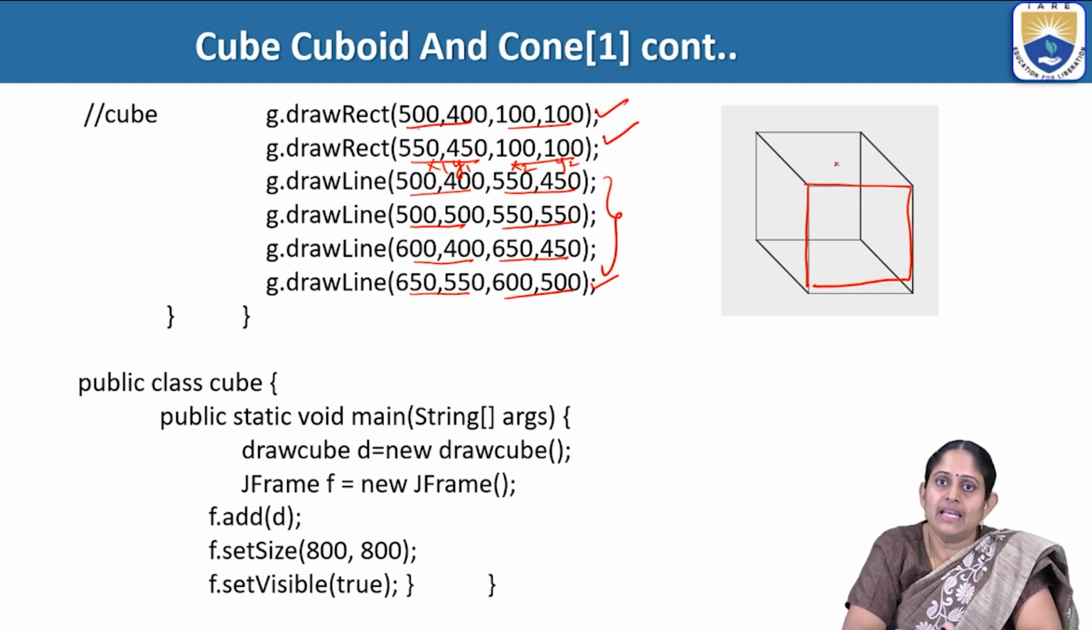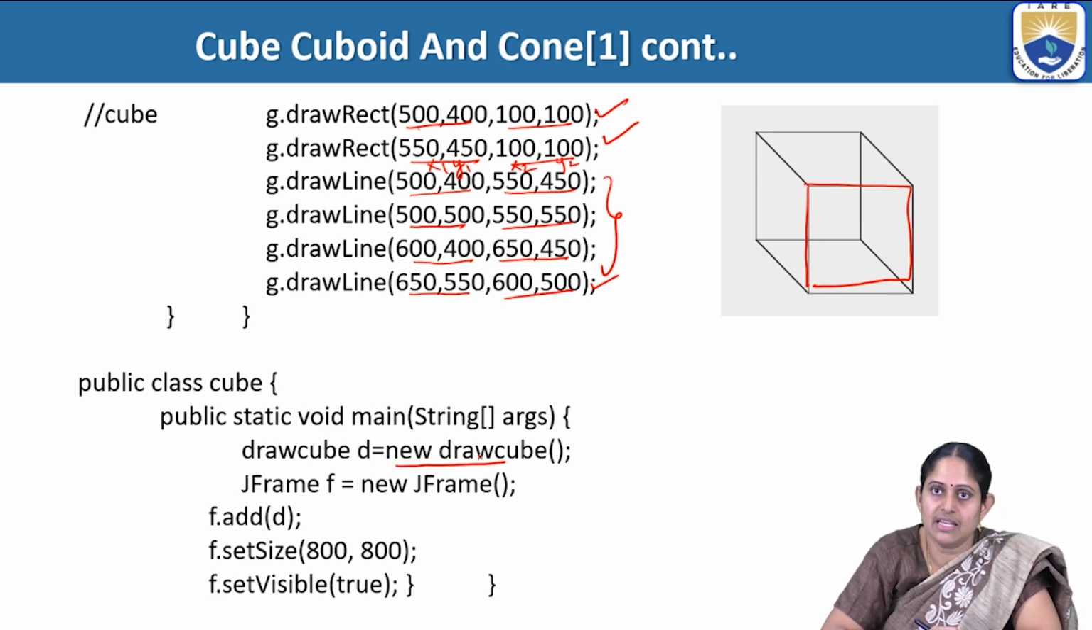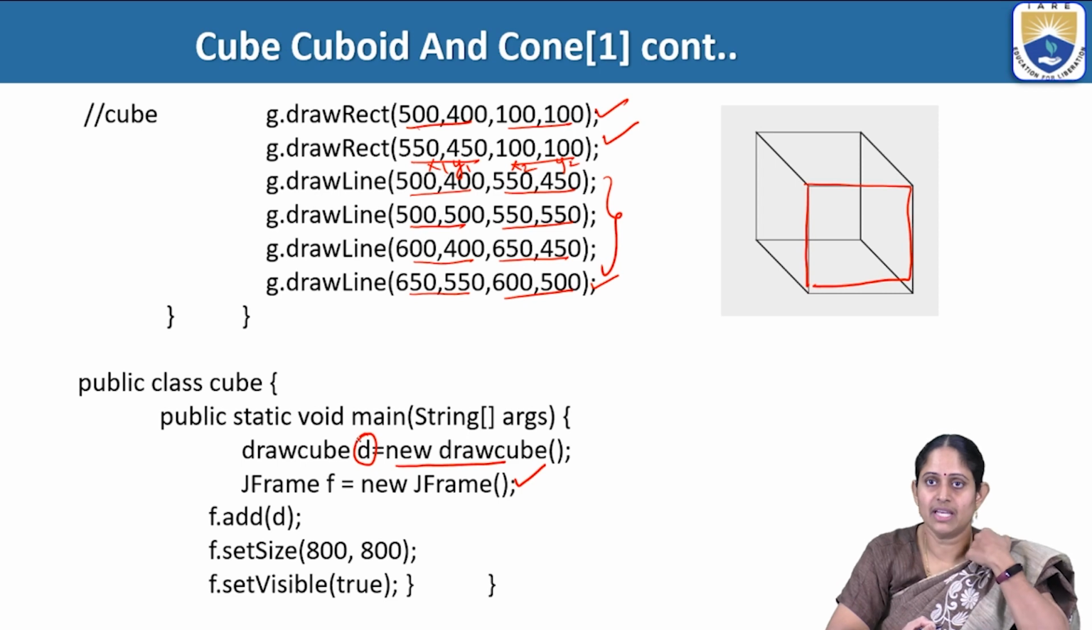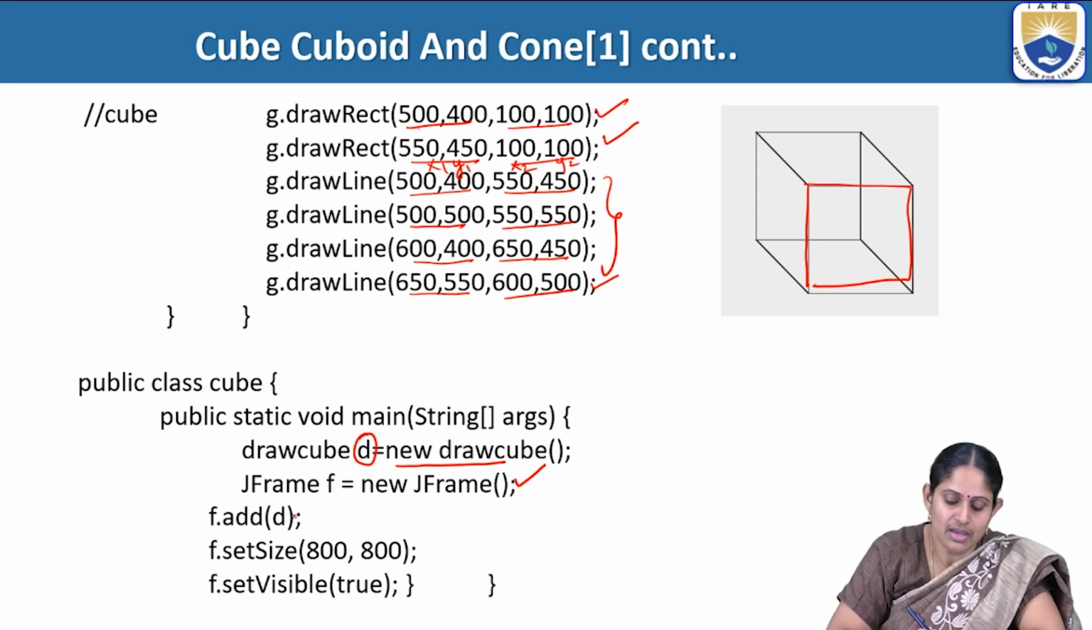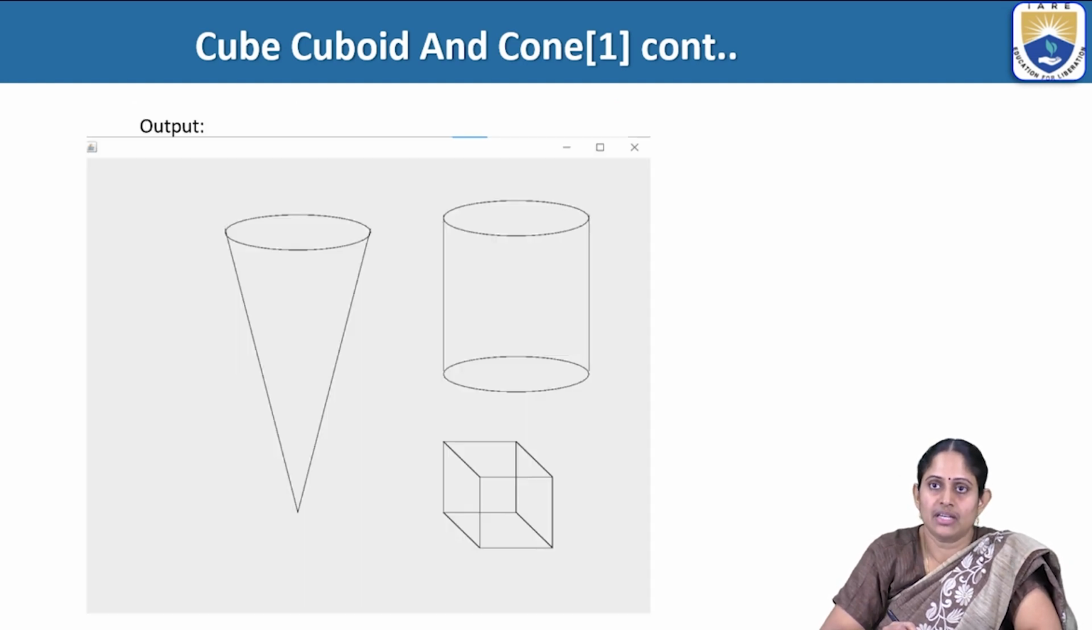Now in our driver class, we have to create an object of that class, DrawCube, and we create a frame onto which we add the panel. So our whole object, DrawCube d, is implemented over a panel. We have to add that panel onto the frame, and then we set the size of that frame as well as set the visibility of that frame to true. Like this, we will get the output as seen on the screen.